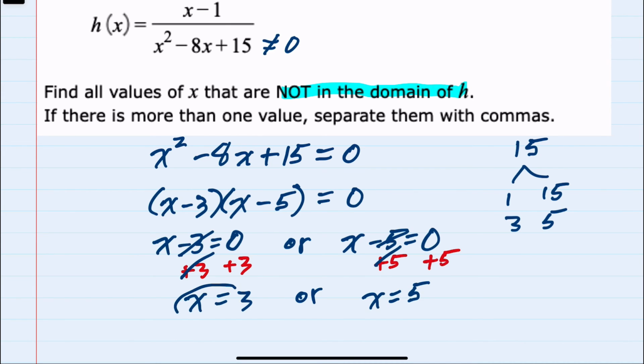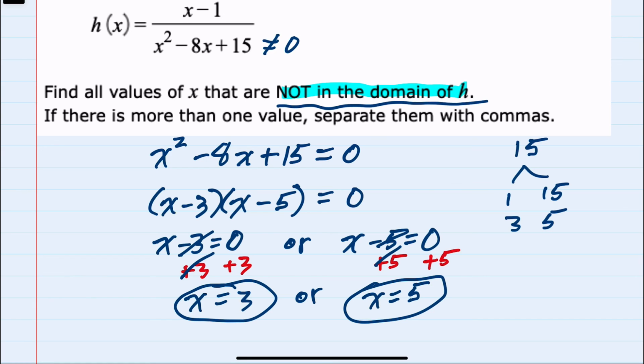So we have two values, 3 and 5, that are not in the domain of h, because if we were to plug either of those values in, the denominator of h of x would become 0.